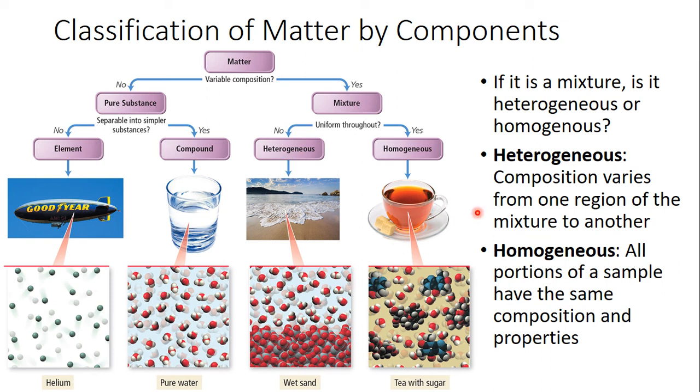While for a homogeneous mixture, the example here is tea with sugar in it. This has been mixed completely, so no matter where I take my sample from, I'll have the same ratio of sugar to water. It is a homogeneous mixture because it is the same throughout.